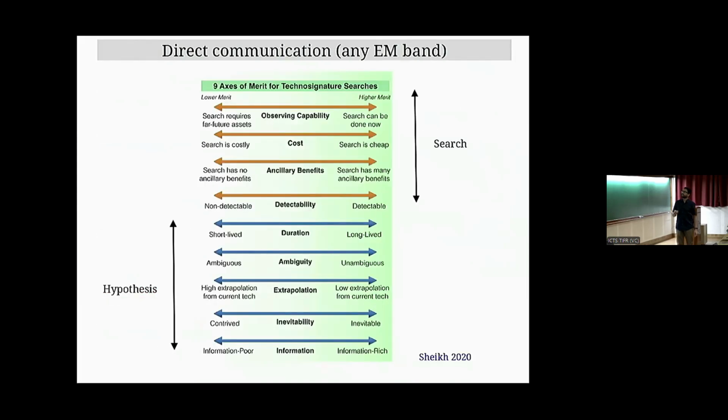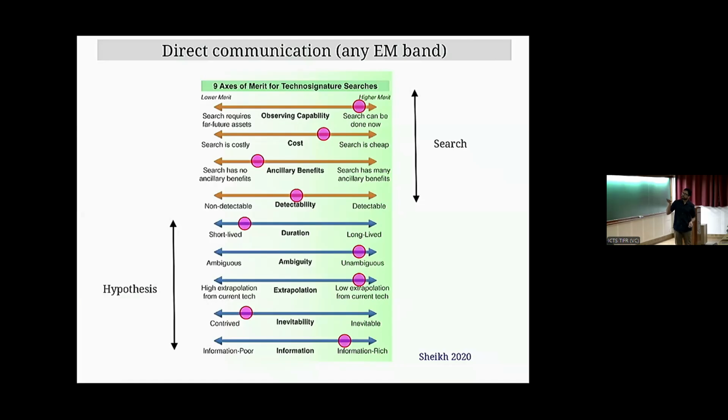So where does direct communication in any electromagnetic band, including radio, stand on the nine axes of merit? As you have already seen, this is a very low extrapolation from current tech, but it is also very information rich, because if you see a signal, it tells you more about the advanced civilization. If it is direct communication, the signal would have more information. It is highly unambiguous, and the search can be done right now.